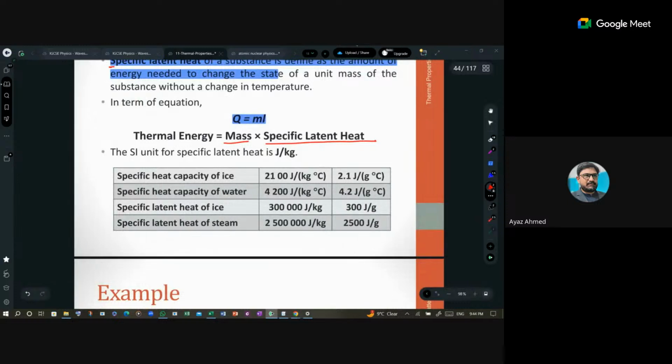Specific heat capacity of ice is 2100, as I used in your graph. Then specific heat capacity of water is 4200. As I told you, its unit. Sir, do we need to memorize these? No need to memorize those. Right? They are given to you.